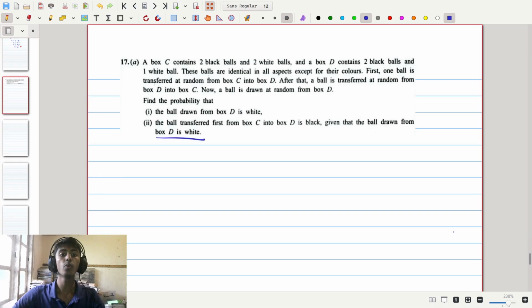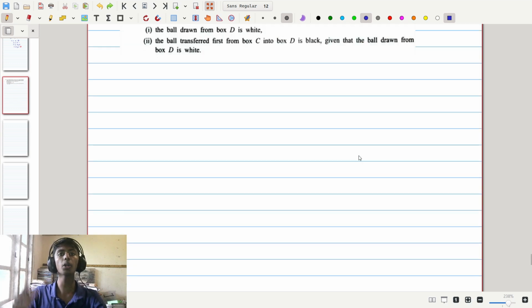So we need to consider the transfers and first find the probability that, when we complete this process and draw a ball from box D, the ball is white, and then find the probability that the ball transferred initially from box C into box D, the first transfer, was black, given that the last ball we took out was white. In this situation a lot of different things can happen, and there are a lot of different branches we could take. So in order to consider all of the possible situations, we are going to draw a tree diagram.